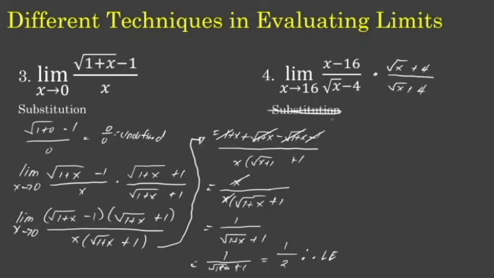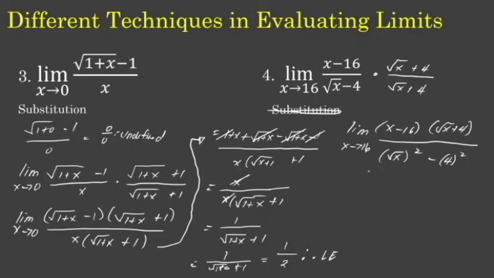Yan. So, we have the limit of x minus 16 times square root of x plus 4 all over square root of x minus 4 times square root of x plus 4, which is a difference of 2 squares. So, we have square root of x squared minus 4 squared as x approaches to 16.